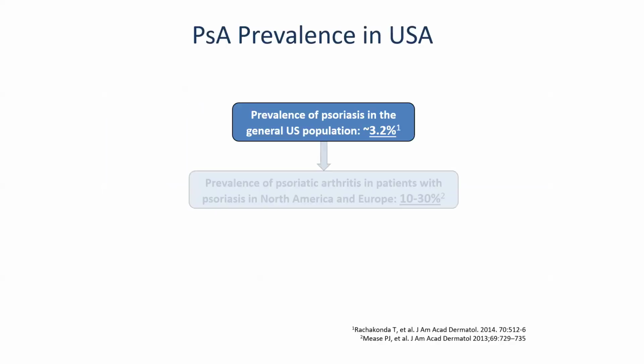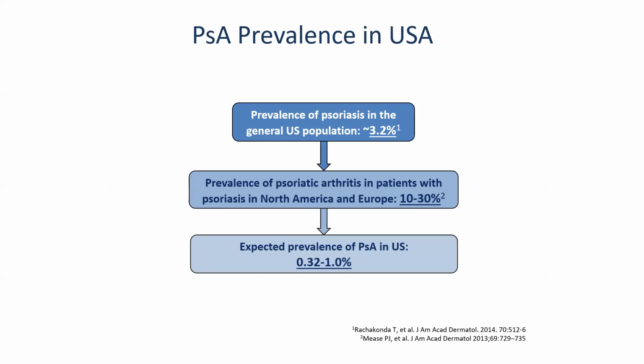I'm going to skip to this, which is, we know that psoriasis occurs in about 3% of the US population. We know that psoriatic arthritis occurs in up to 30% of people with psoriasis, as low as 10%. And this yields a prevalence of psoriatic arthritis of somewhere between 0.3 and 1% of the US population, fairly similar to the frequency of rheumatoid arthritis and not too far off from the frequency of axial spondyloarthritis.